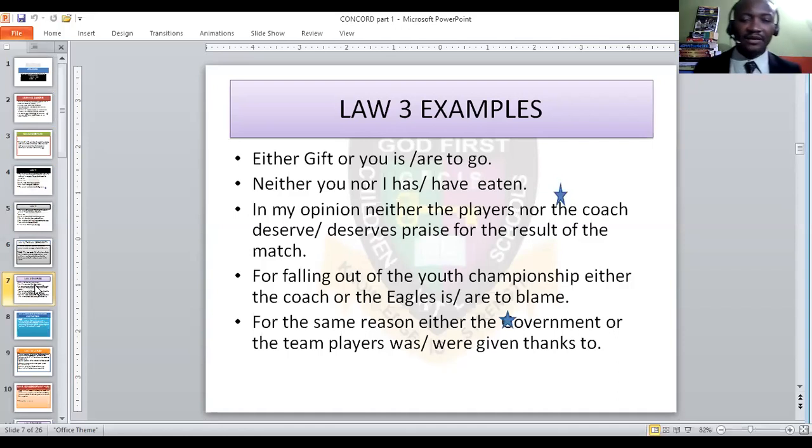For the same reason, either the government or the team players was or were given thanks to? What subject is closer to the verb? It is players. And we take "were given thanks to."